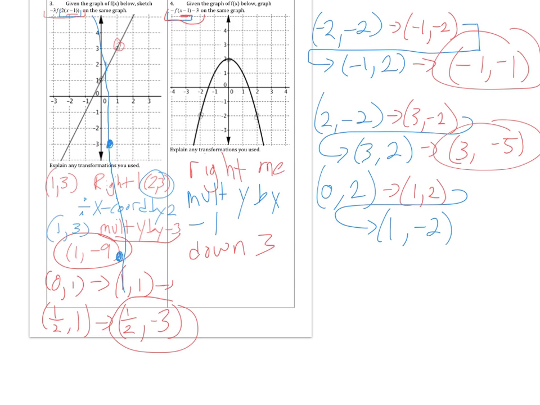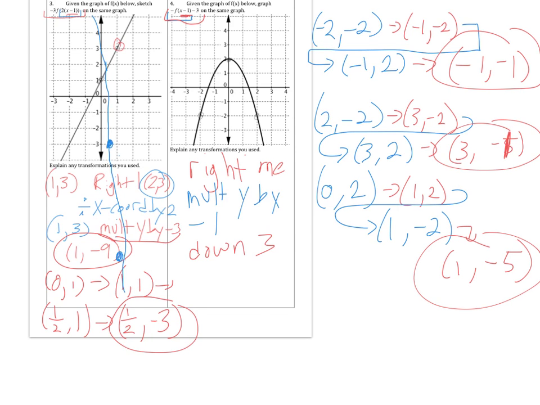That's my second point. Sorry, 2 minus 3 is not negative 5. 2 minus 3 is negative 1. And then here we're going to have 1. Negative 2 minus 3 is negative 5. Whew. These are my 3 points.